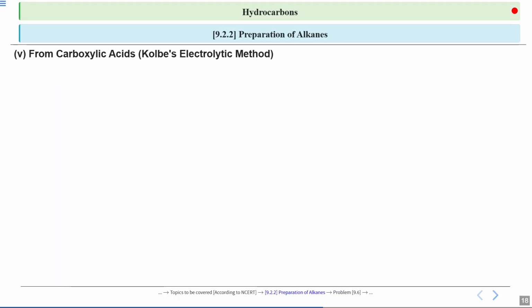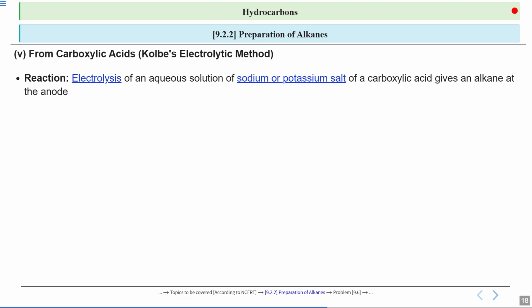Now, let us discuss the Kolbe electrolysis. This is also a type of preparation of alkane from carboxylic acid. Here, in the Kolbe electrolytic method, we perform electrolysis on an aqueous solution of sodium or potassium salts of carboxylic acid. This process results in the formation of alkane at the anode. It is important to note that this method not only produces alkanes but also releases gases like carbon dioxide and hydrogen, which can be useful in other chemical processes as well.